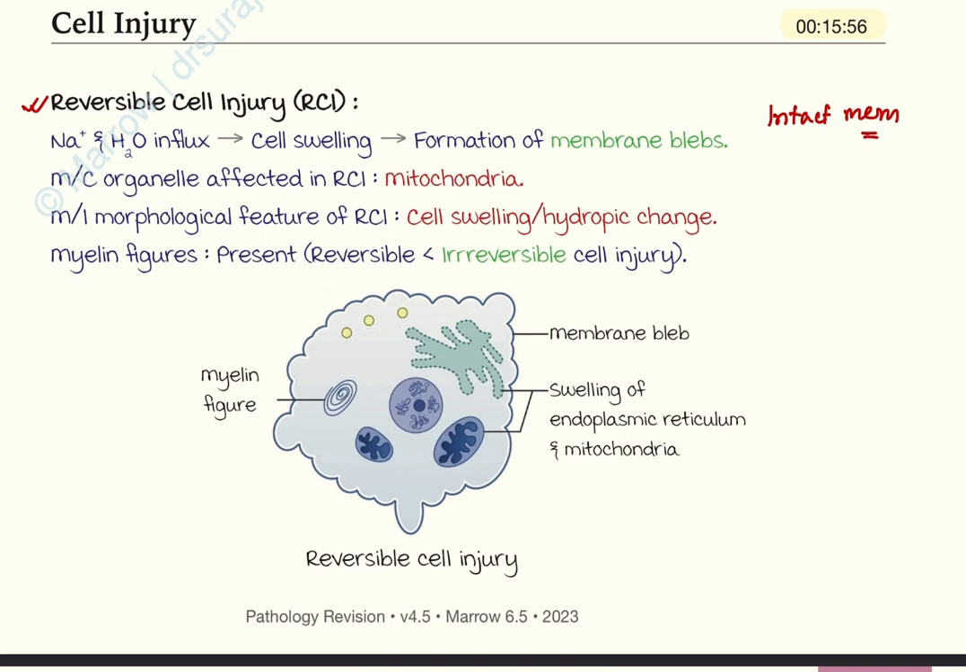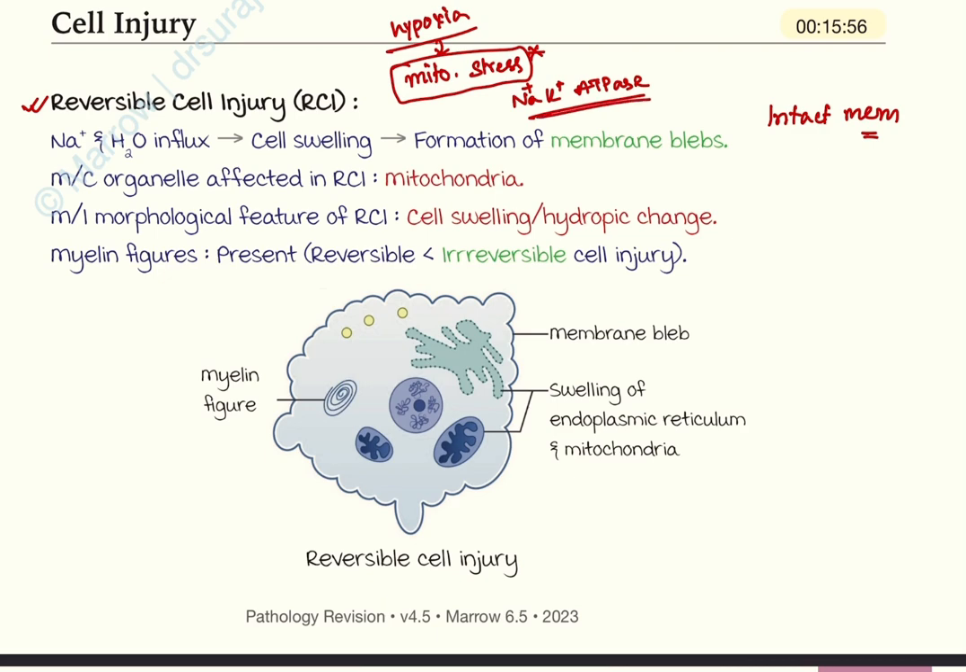So basically this reversible cell injury is because of the mitochondrial stress. Please do remember this one, because when I talk about irreversible cell injury, I'll be telling you it's the mitochondrial dysfunction. But here in reversible cell injury, because of hypoxia, there is mitochondrial stress, and because of mitochondrial stress, the sodium potassium ATPase is not working.